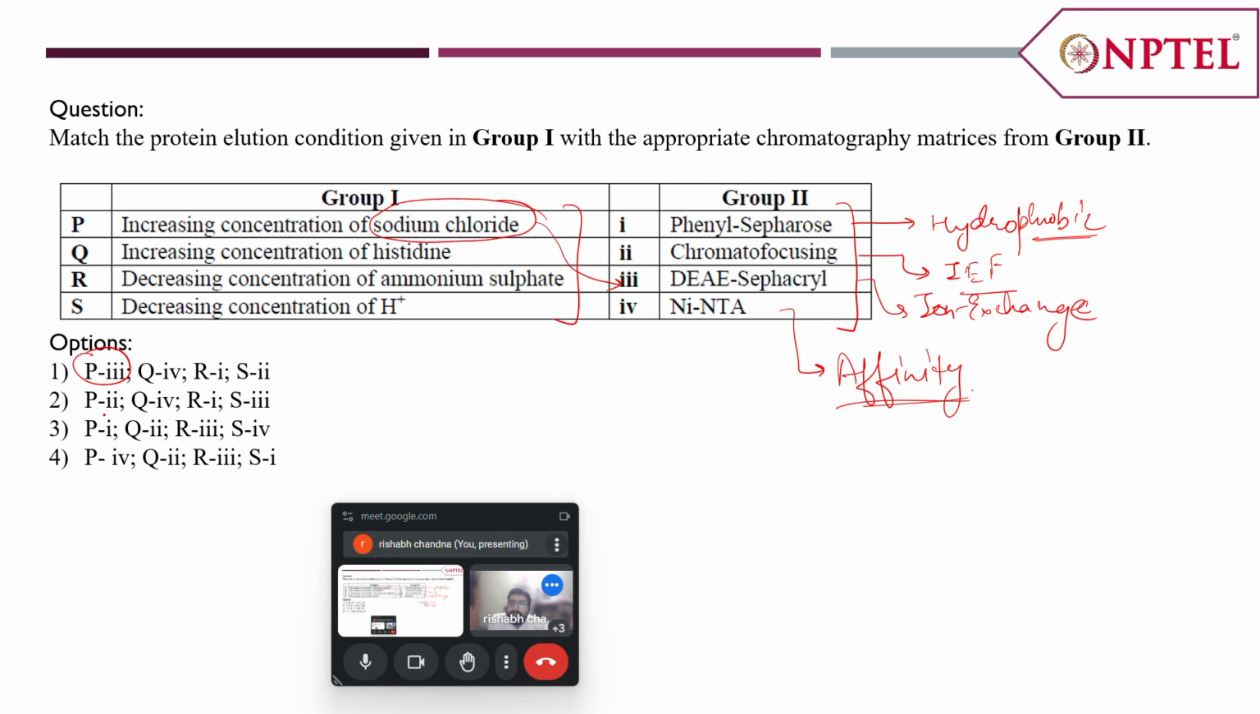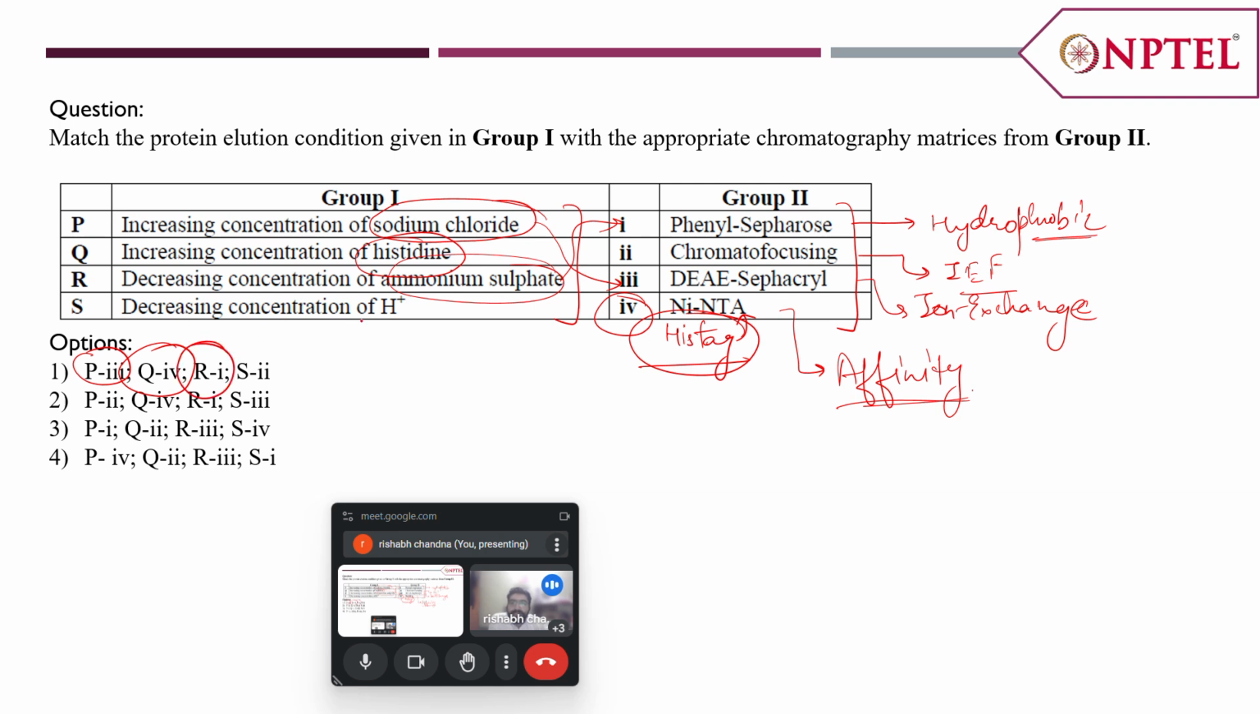So this one, increasing concentration of histidine. So as you guys know that the his tag that we have in proteins is used by the Ni-NTA. So here the histidine will be used to purify this particular protein having the his tag. So the correct answer is the fourth one. So Q is labeled with 4. Then decreasing concentration of ammonium sulfate will be linked to hydrophobic interaction chromatography. So in that case, we have salting in and salting out procedure of the protein. So here it will go with R1.